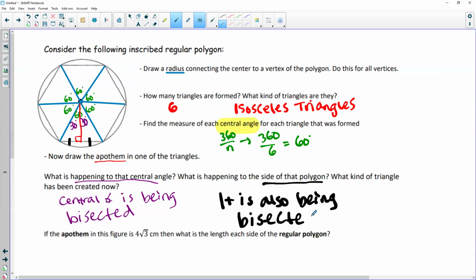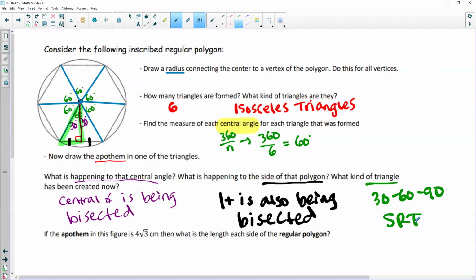And so the third question here becomes, what kind of triangle has been created now? Well, if we take a look at what we currently have here, what kind of triangle has been created? Looking at what I have highlighted here in green, the kind of triangle that we basically just made was a 30, 60, 90 special right triangle. So we really just made a 30, 60, 90. I'm going to put SRT, which is special right triangle for short.